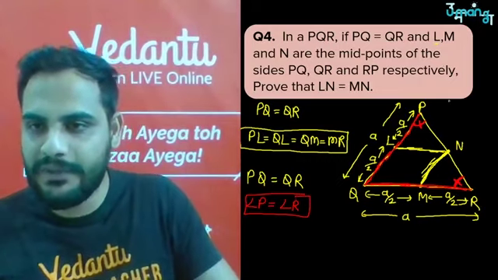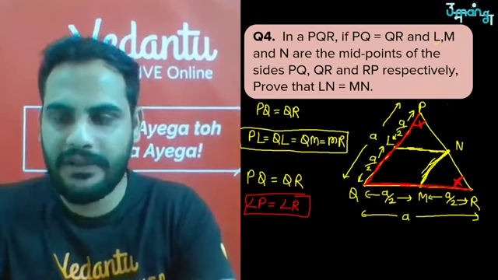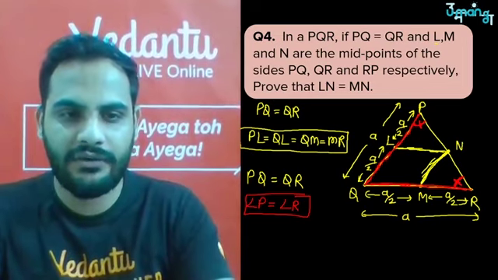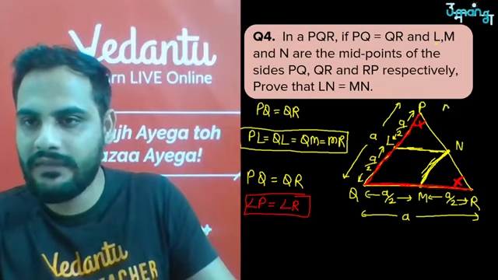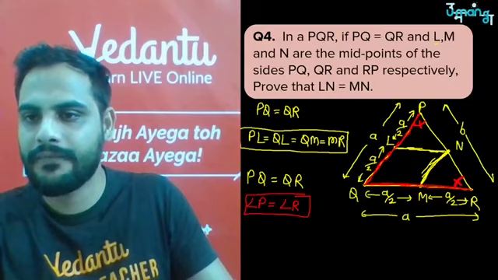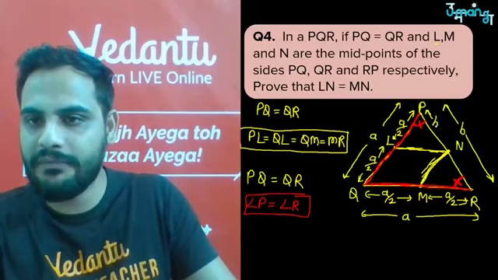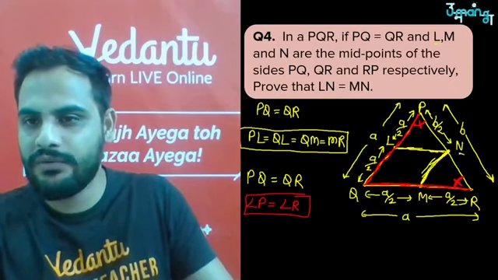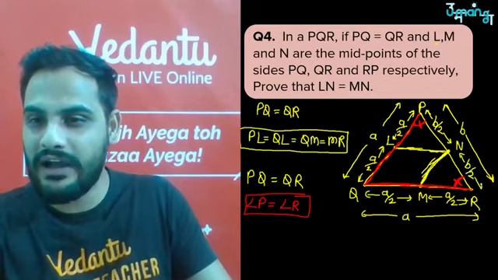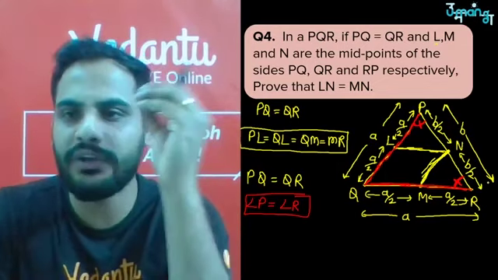After that, suppose we don't know what PR is. PR length will be different. So let us take it as some different variable, that is B. Okay, since N is the midpoint, it will be b by 2. This will also be b by 2. Now look, after drawing the diagram, it has become so easy.